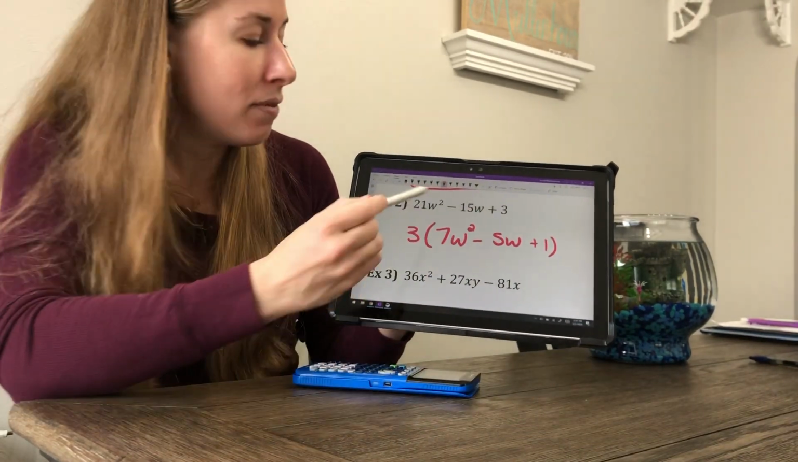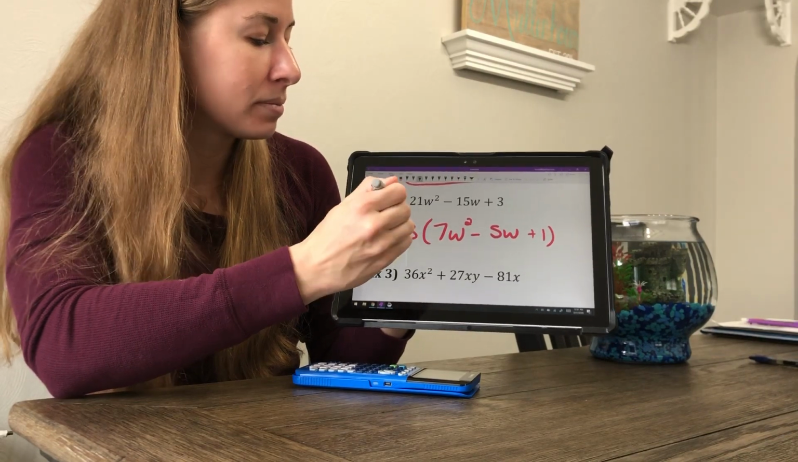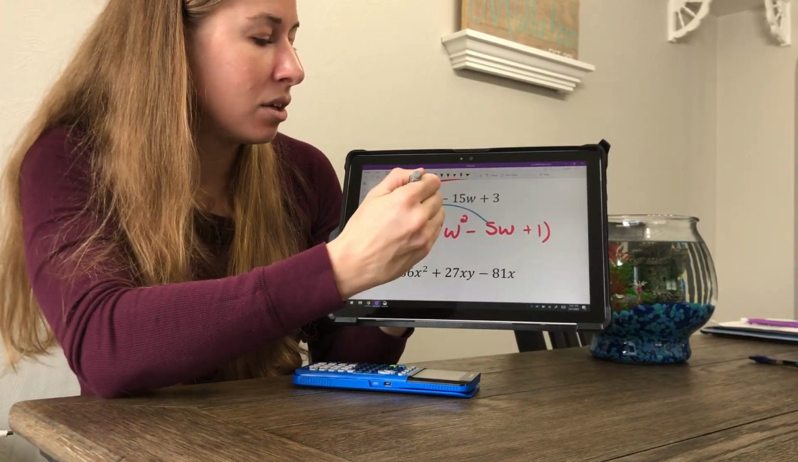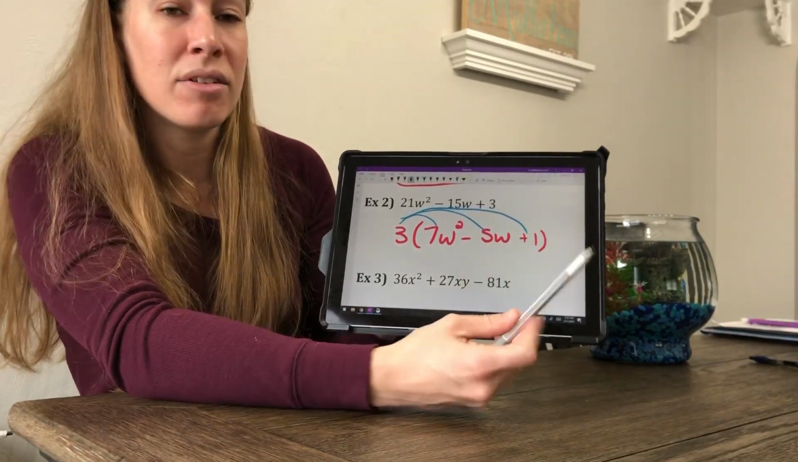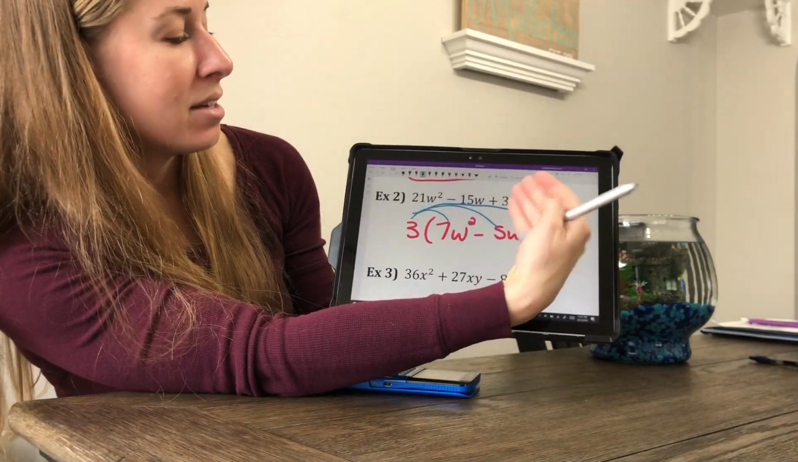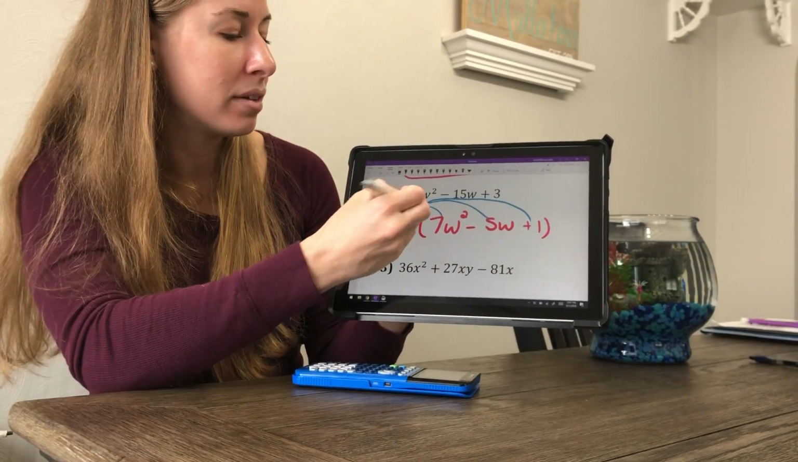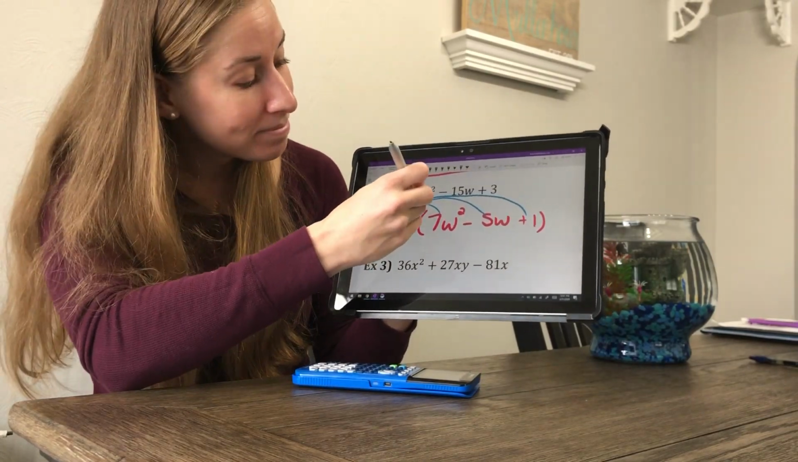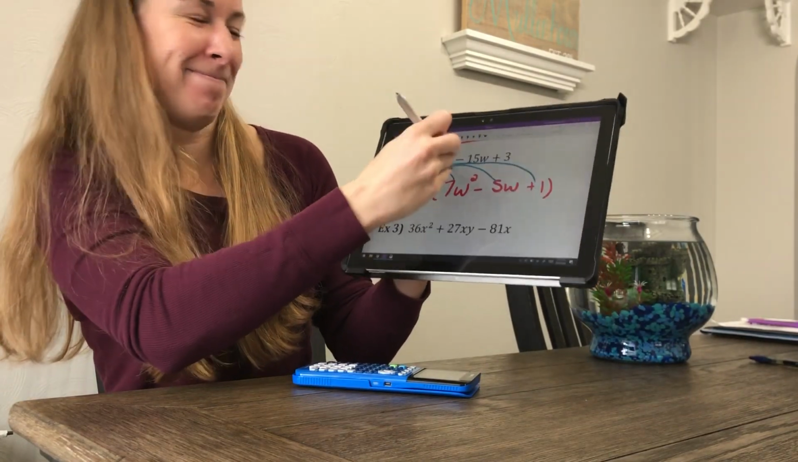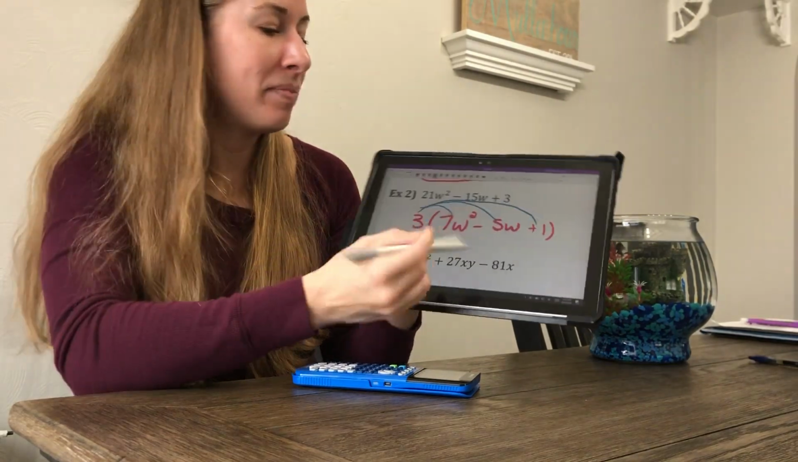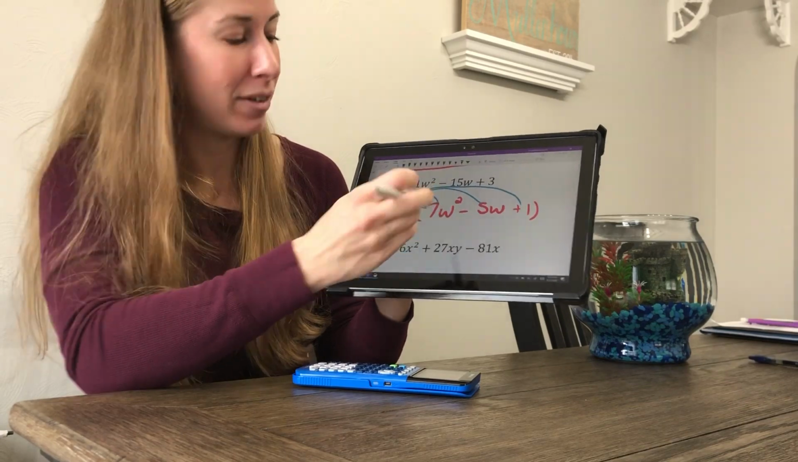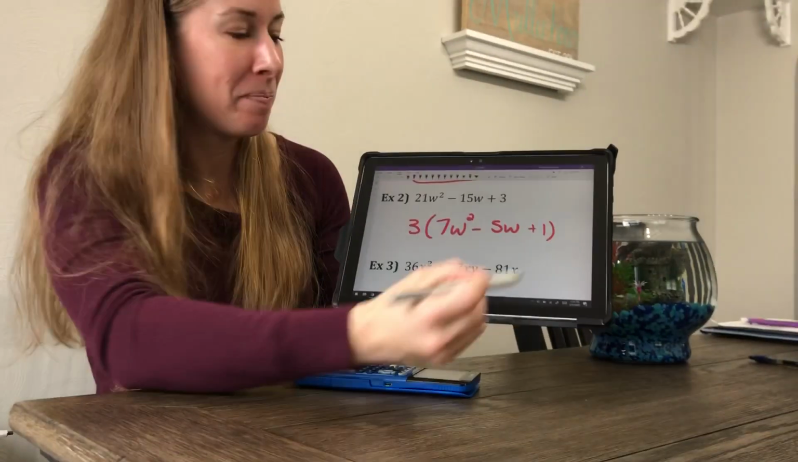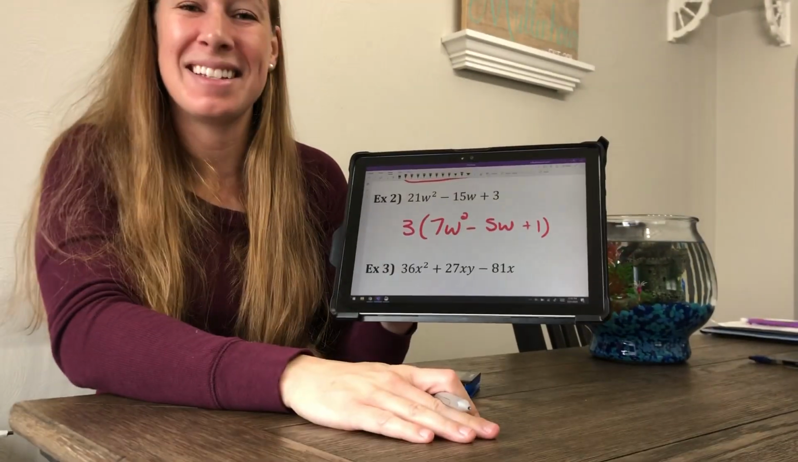Because remember, if you redistribute that 3, you need to be able to redistribute to something to get that 3. If you had a 0 there, you would be missing out on that last term. So you need to have that 1 there. And that's your final answer. Okay, there we go. All right. Easy as that.